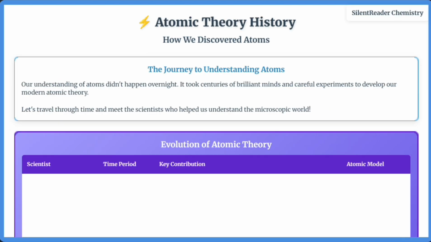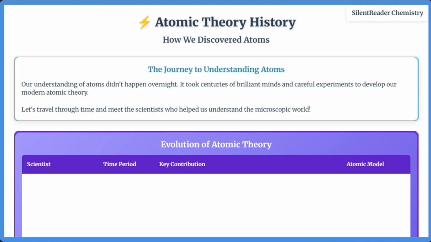Our understanding of atoms didn't happen overnight, it took centuries of brilliant minds. Democritus first proposed atoms in 400 BCE, John Dalton developed the first scientific atomic theory in 1803, J.J. Thomson discovered electrons in 1897, Ernest Rutherford discovered the nucleus in 1911 through his famous gold foil experiment, Niels Bohr proposed electron shells in 1913, and modern quantum theory developed in the 1920s.